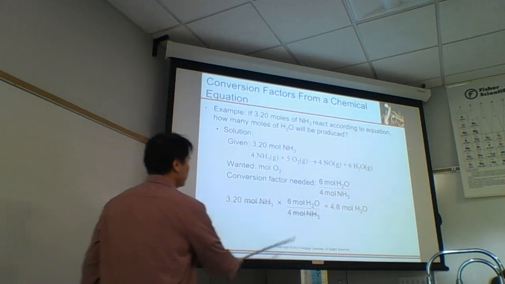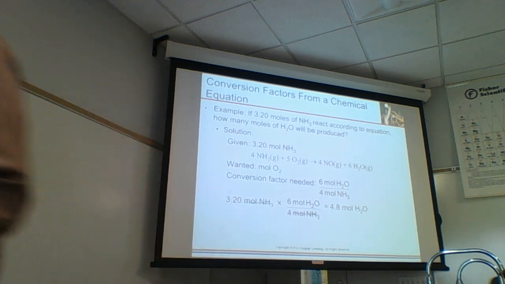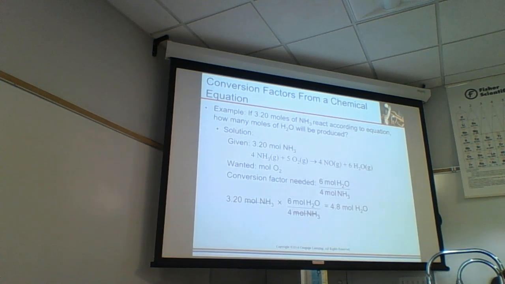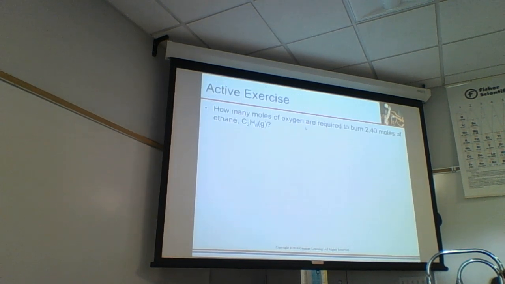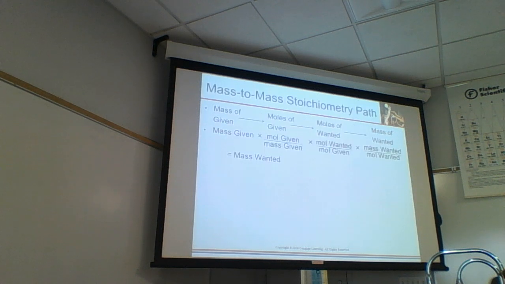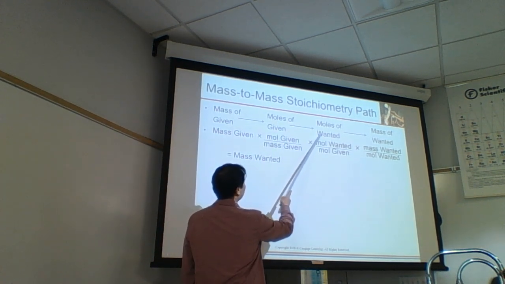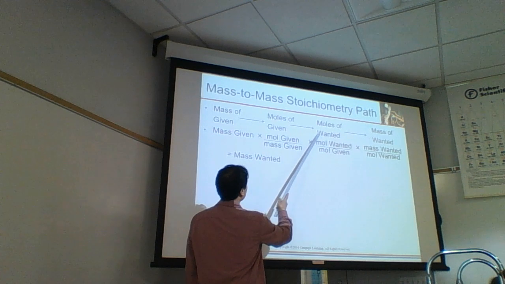We just need the mole ratio from the balance calculation. So we get lots of mole ratios there. But normally we don't measure things in moles. Normally we measure things in mass. So here's the mole-to-mole conversion, moles of A to moles of B, whatever is given, whatever is wanted here.